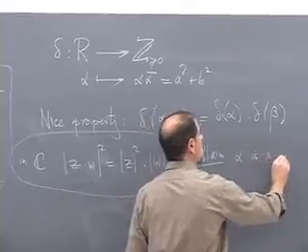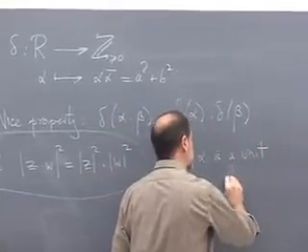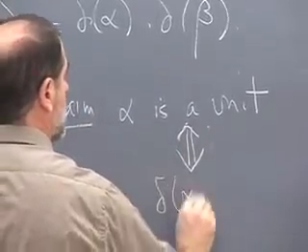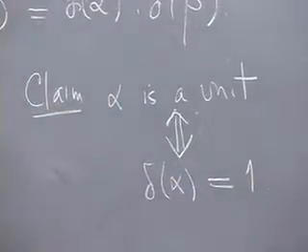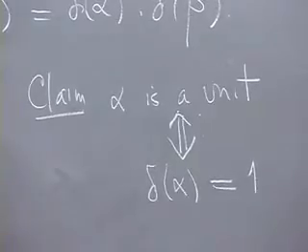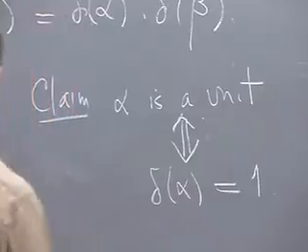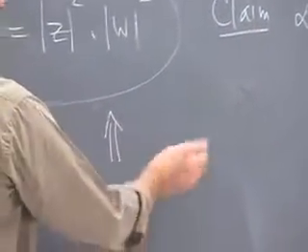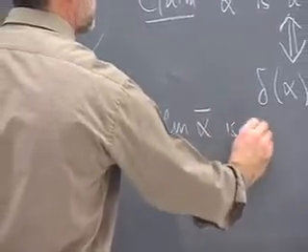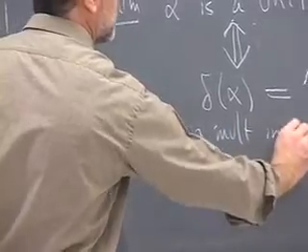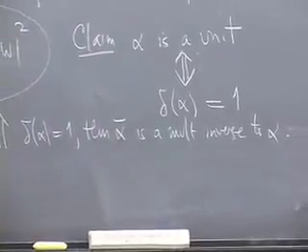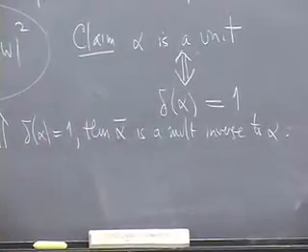alpha is a unit if and only if delta alpha is equal to 1. Okay, let's see why that's the case. Well, certainly if delta alpha is equal to 1, alpha is a unit. In this direction, it says if delta alpha is equal to 1, then alpha bar is a multiplicative inverse to alpha. So this is another element in the ring, such that when you multiply it by alpha, you get 1. On the other hand, let's go the other direction.